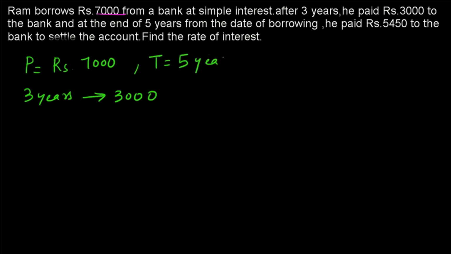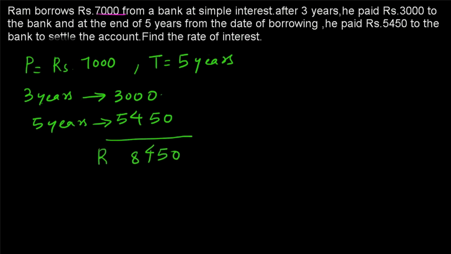So that is given. So at the end of 5 years, he will be paying rupees 5,450 to settle the account. So the entire account is settled after paying this 5,450 to the bank. So how much is he totally paying? After 3 years, he is paying rupees 3,000, and after 5 years, he is paying back rupees 5,450 in order to settle the account. So in total, he is paying 8,450 in order to settle the account.